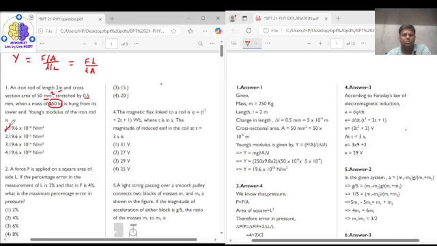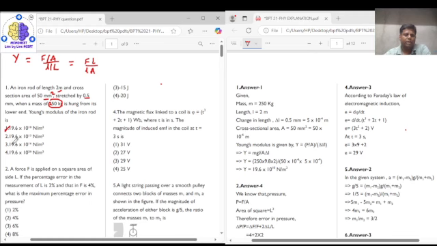So the correct answer for question number 1 is option 1, and the formula used here is Y equals stress upon strain, that is Young's modulus equals stress upon strain, where stress is force upon area and strain is change in length upon original length, right? Now let's come to question number 2.